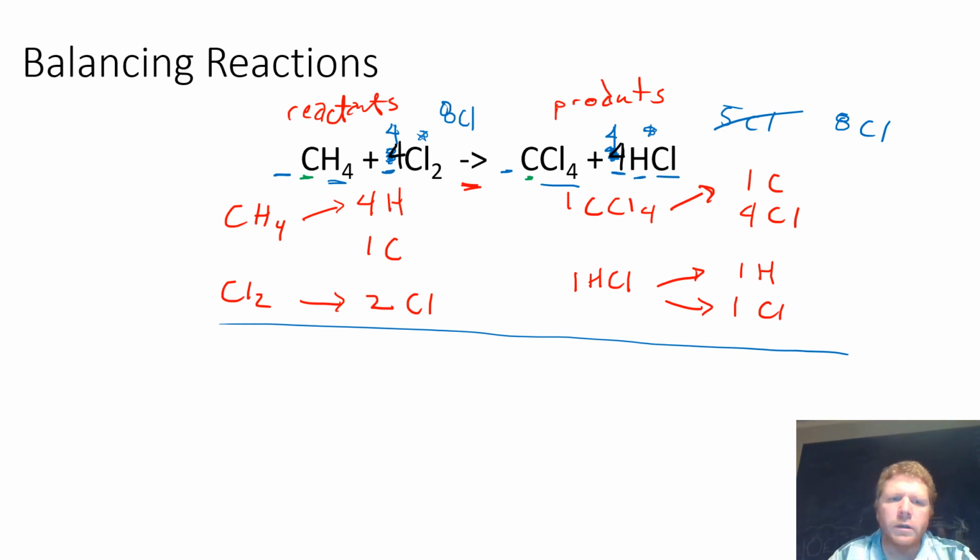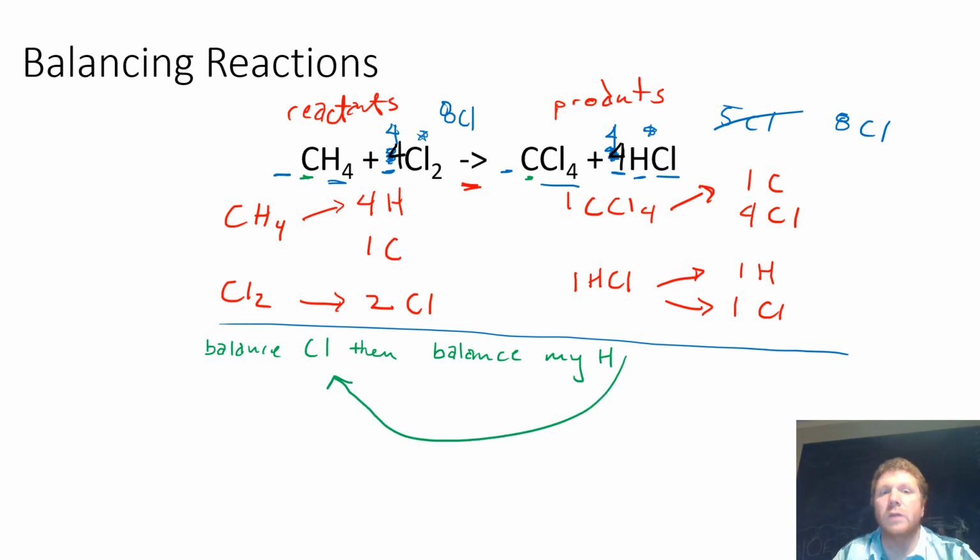So what I did in my first attempt was try to balance Cl's, but I realized whenever I balanced my Cl's, then I had to balance my H's. So my process was first balance my Cl's, then balance my H's, and then circle back and balance my Cl's. And whenever I did that, I was able to very quickly and easily balance my reaction. Okay, I hope this is helpful.